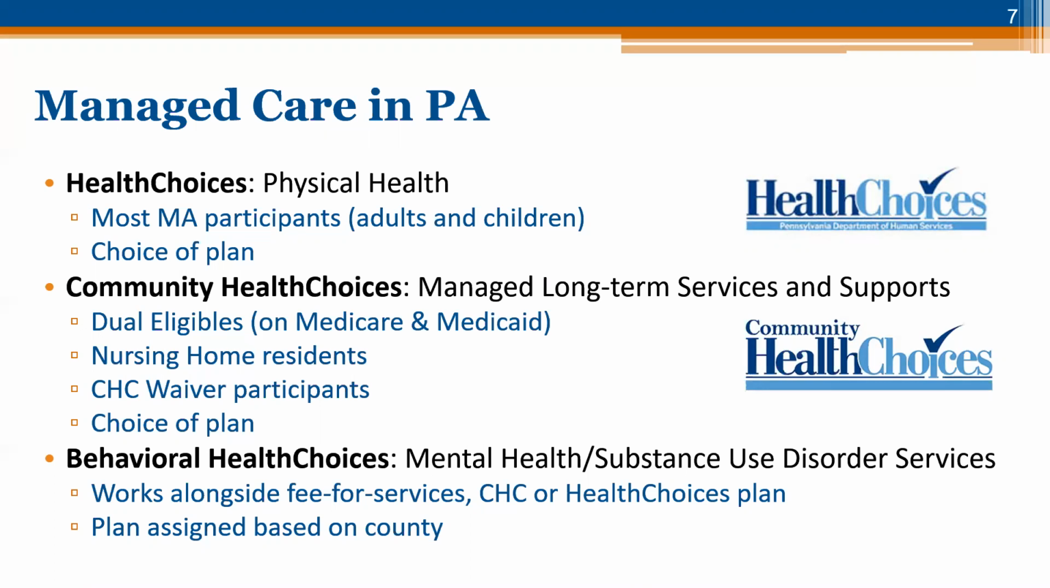And it works alongside fee-for-service Medicaid, CHC, or a Health Choices plan. If you're in Medicaid, you get enrolled in a Behavioral Health Choices plan, but the plan is assigned based on the county you live in. So everybody in Allegheny County who's on Medicaid is in the same Behavioral Health Choices plan. And everybody in Philadelphia is in the same Behavioral Health Choices plan. It's a different plan, but within the county, they're in one plan.